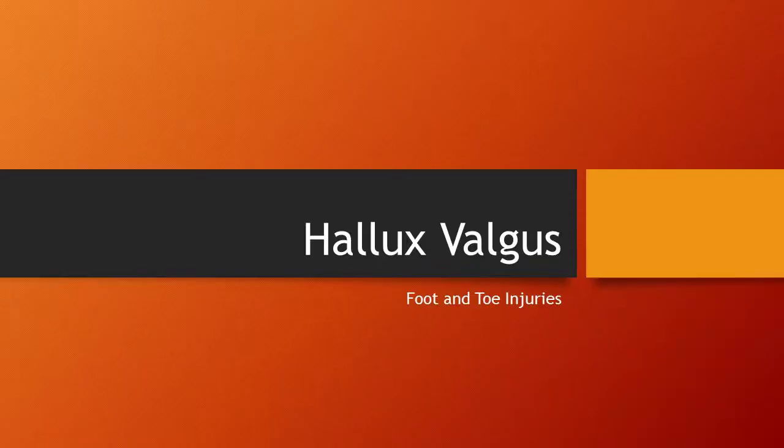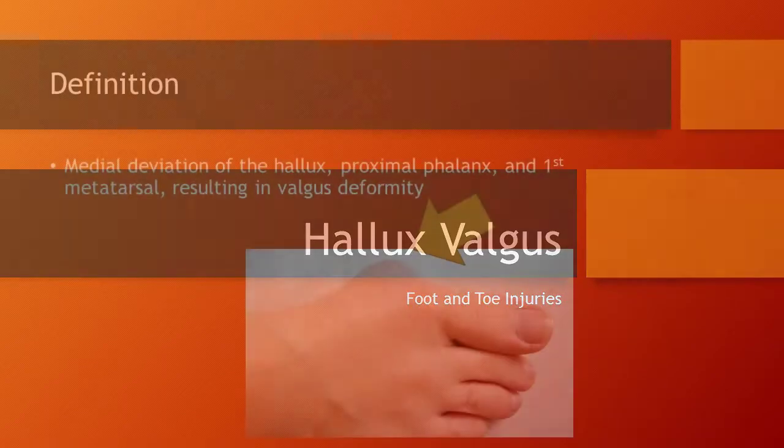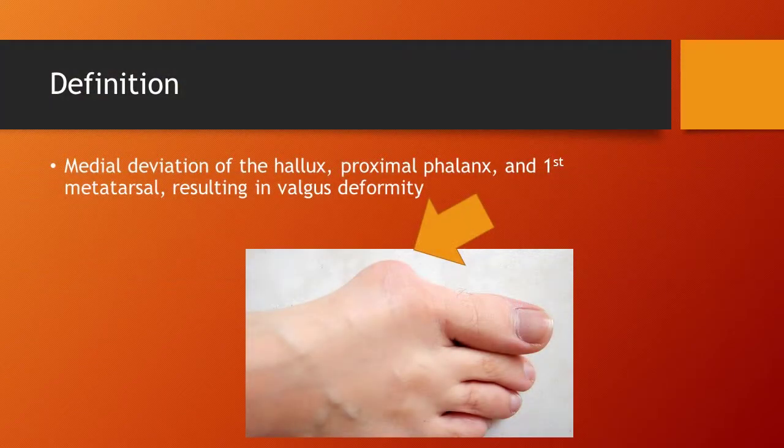Hallux valgus refers to a deformity of the big toe. Most often we know this as a bunion. The definition of hallux valgus is a medial deviation of the hallux, the proximal phalanx, and the first metatarsal, resulting in a valgus deformity, which you can see in this picture.